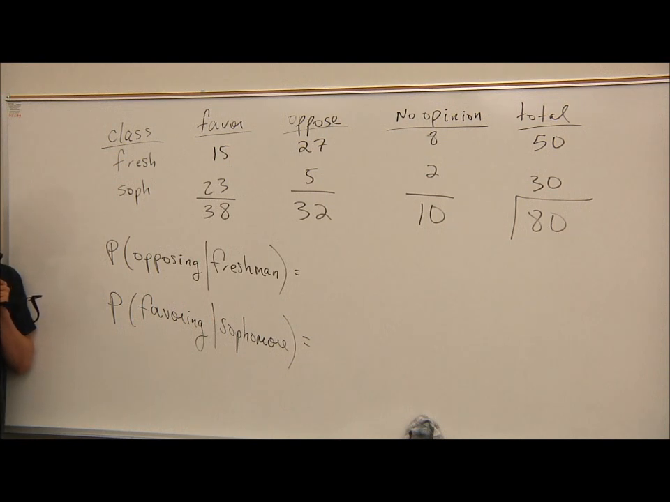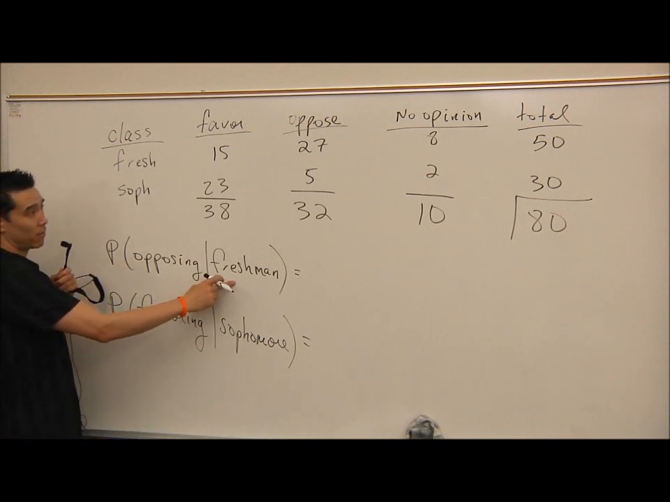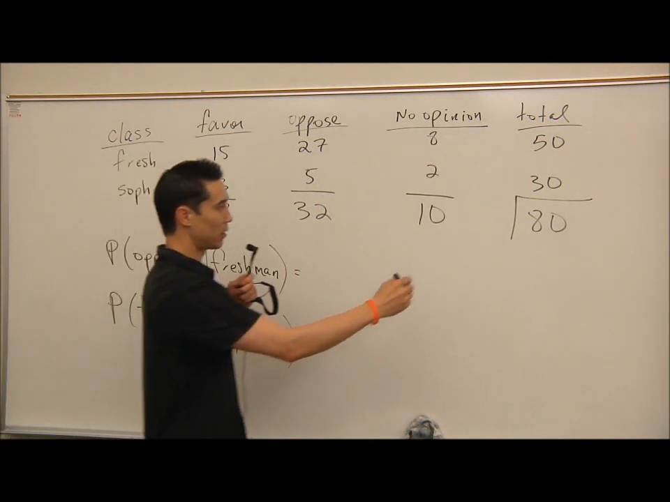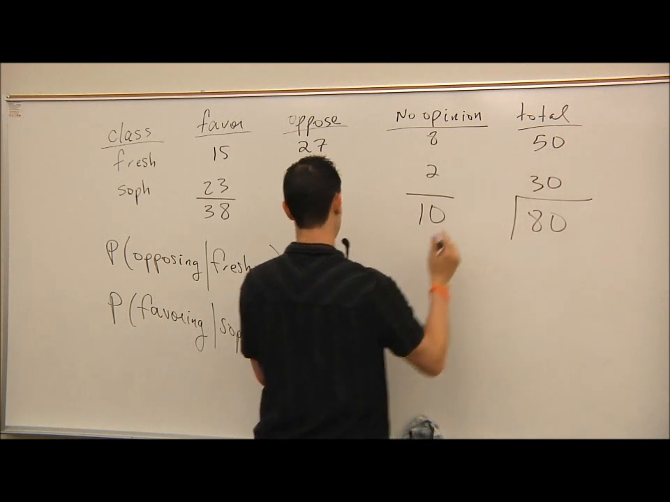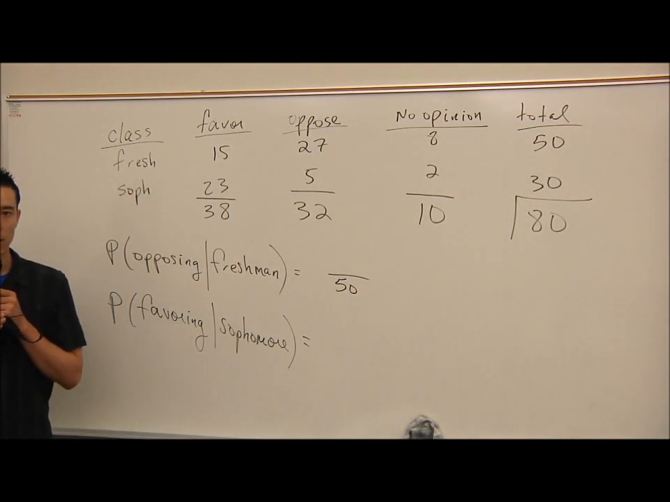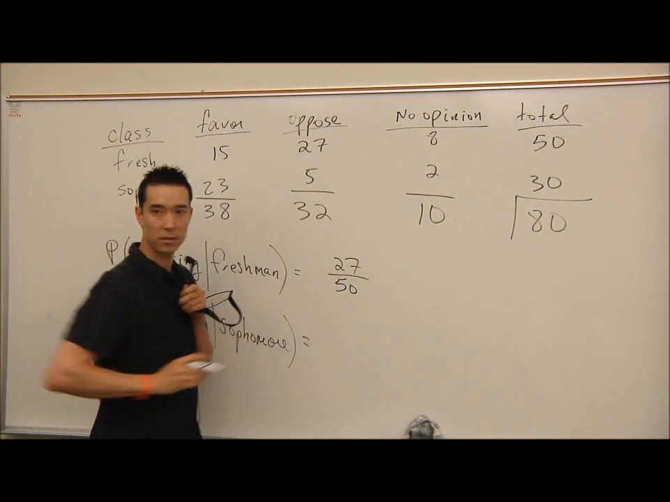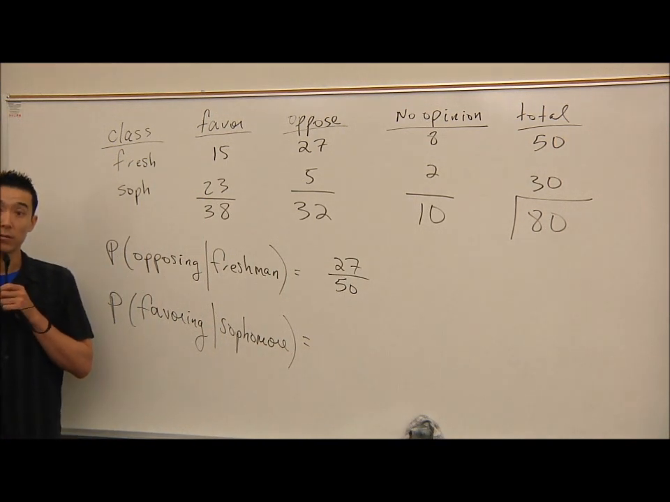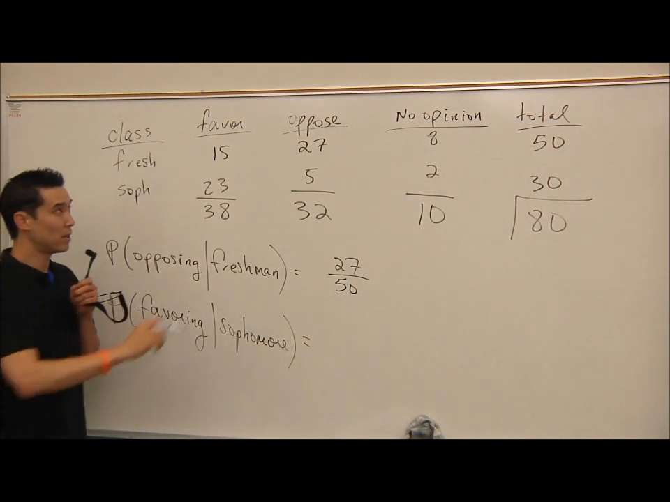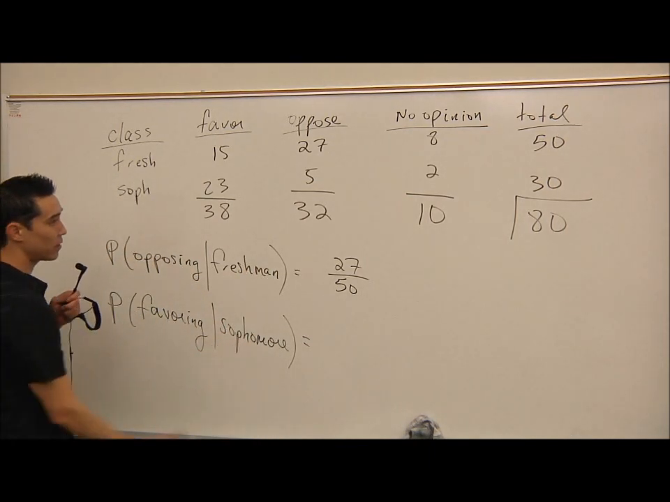This is how conditional probability works from real data like this. The probability a student opposes given that they were a freshman. The given part is just going to function as your denominator. How many total freshmen are there? 50. So that's the denominator. And how many of them opposed? 27 out of 50. Everybody see that? The given part becomes your denominator, and then how many of them opposed? 27.